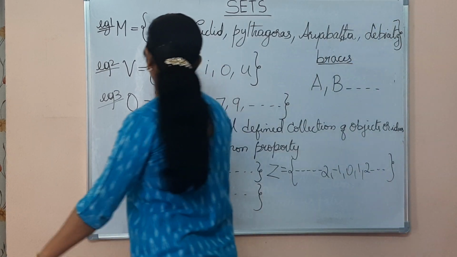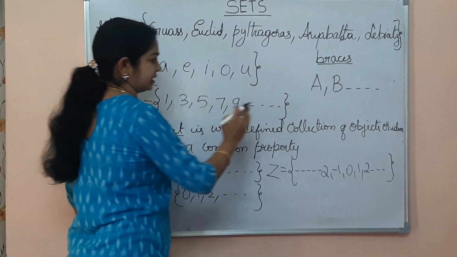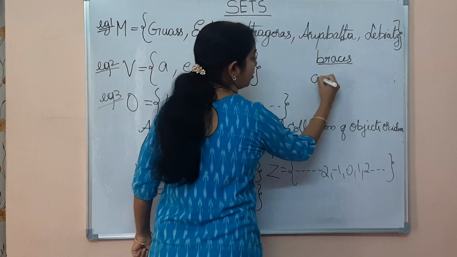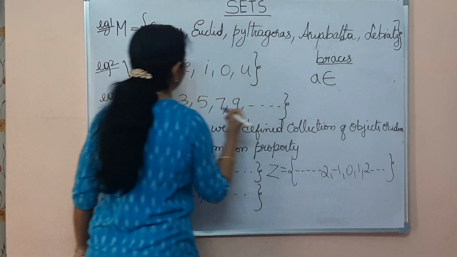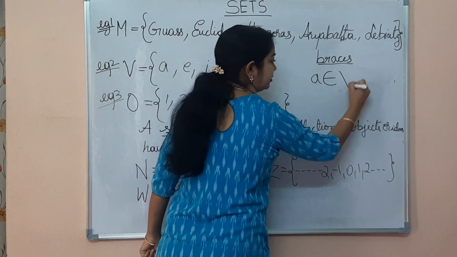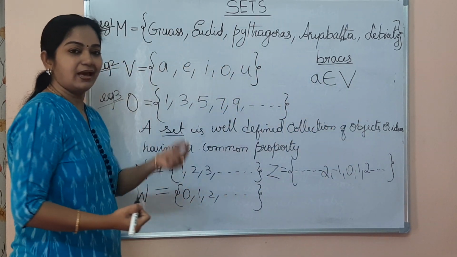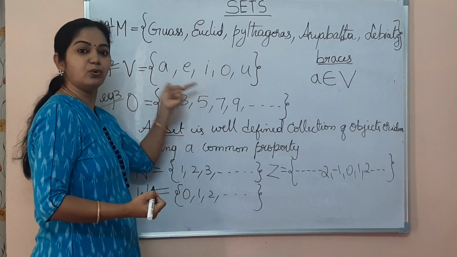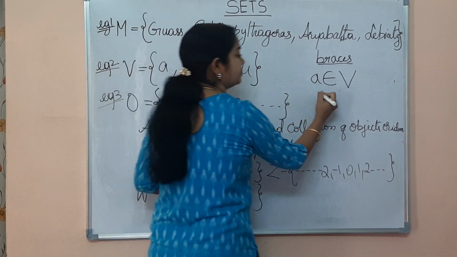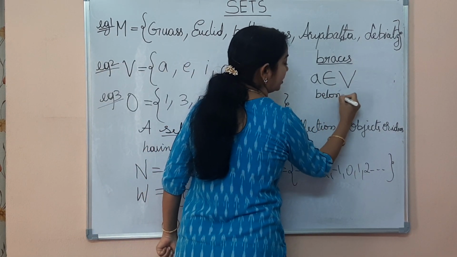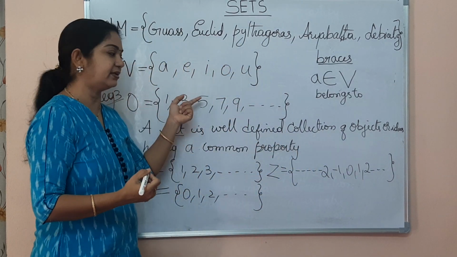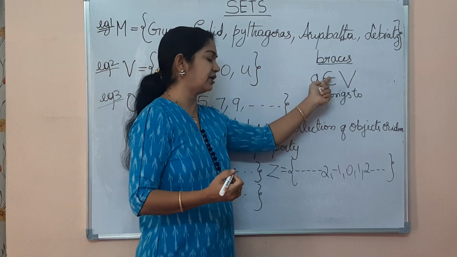Now if I tell here, see here, small a belongs to the set V. That means element A is present in our set V, set of vowels. Okay, so this is called as belongs to. An element, if it is contained in that set, is said to belong to it. This is the sign of belongs to.